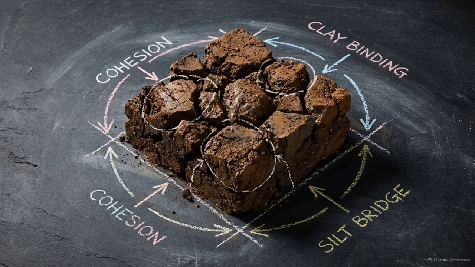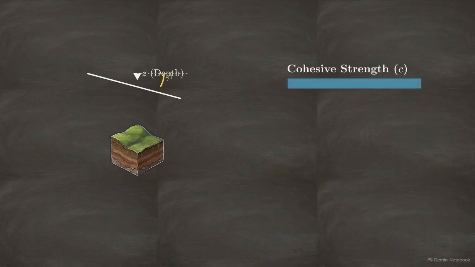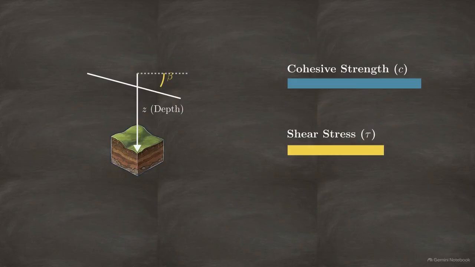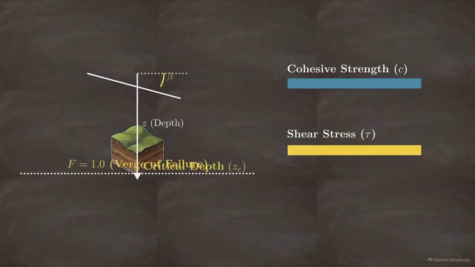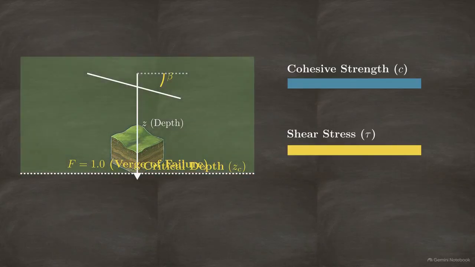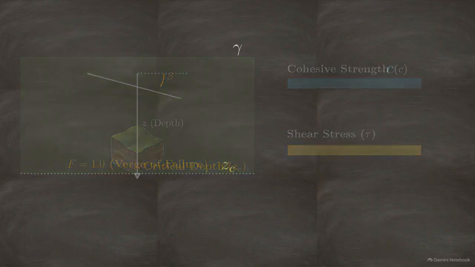But most natural soils are not clean sand. They contain clay and silt, adding the variable of cohesion back into the mass. Cohesion makes stability dependent on the depth of the soil mass. Because shear stress increases the deeper you go, there will eventually be a specific depth where the driving stress matches the soil's cohesive strength. We call this the critical depth. At this exact horizontal plane, the factor of safety equals exactly 1.0. The mass above this line is stable. At the line, it is on the verge of failure.